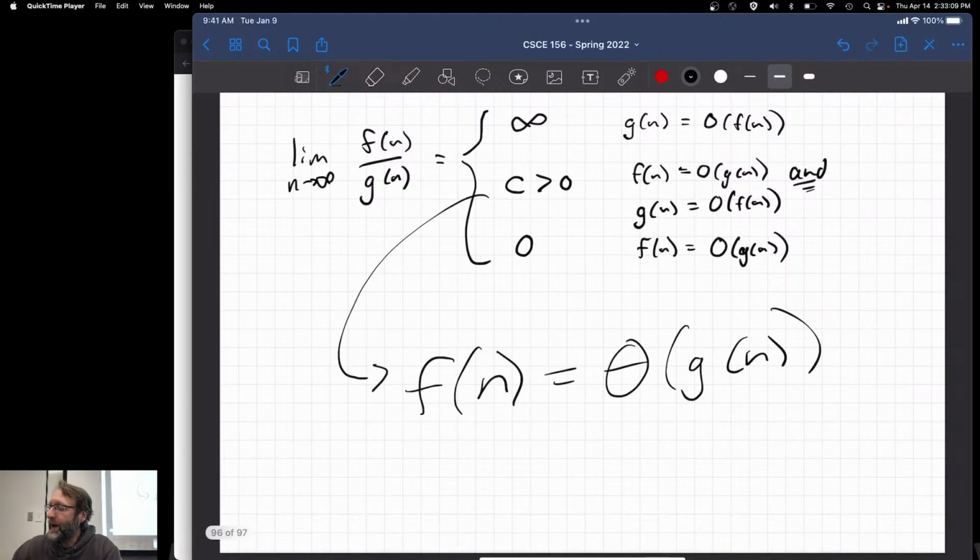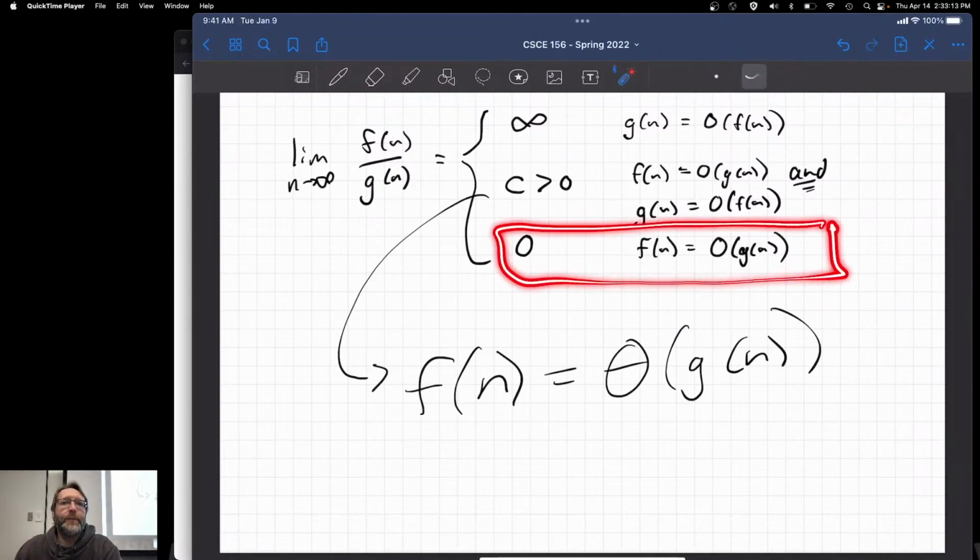And which case do we have here? f of n is big O of g of n, which is the same conclusion as our two previous examples, our two previous techniques. Okay?